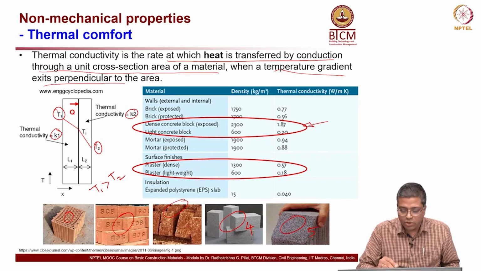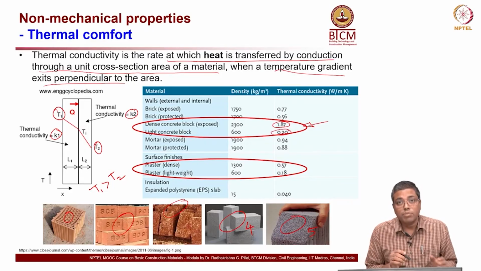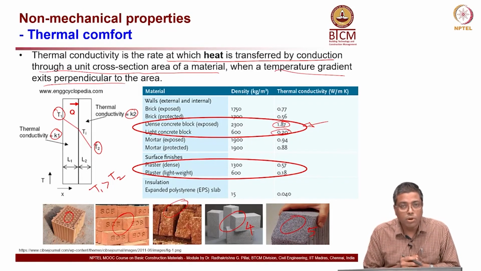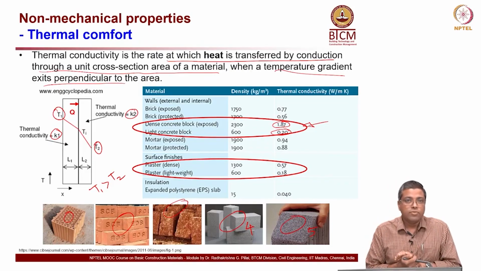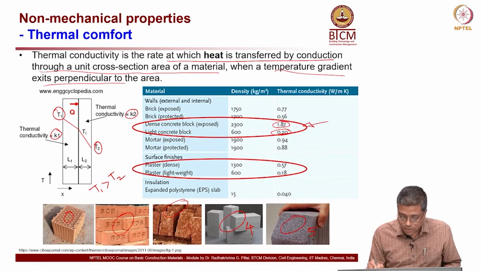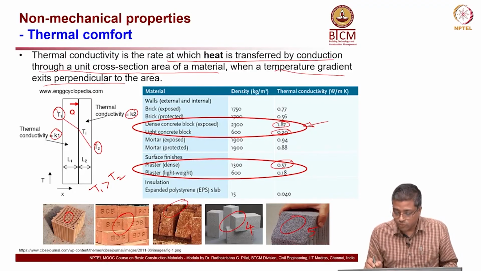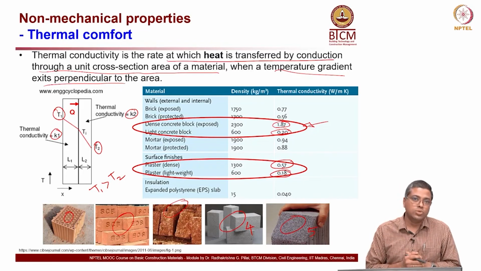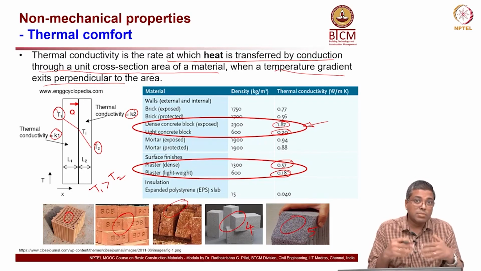Thermal conductivity for a dense concrete block is very high, okay, and a light concrete block is very low. That means, in the case of a light concrete block, it will take more time for the heat to get exchanged, okay. Another example is plaster: the dense one is 0.57 or 0.6, and lightweight plaster is 0.2 or 0.18, right. So, you can see that lightweight means there may be some air in it, that is why it is lighter.